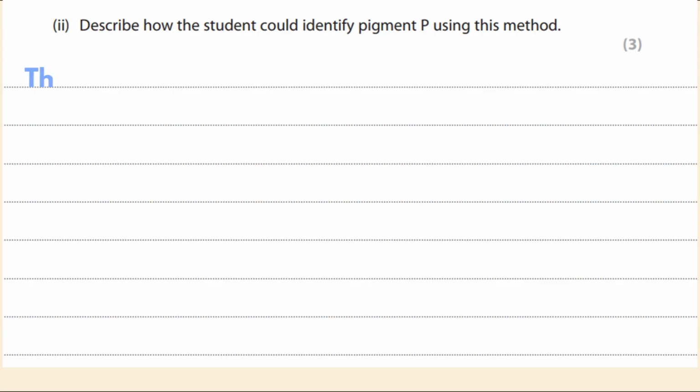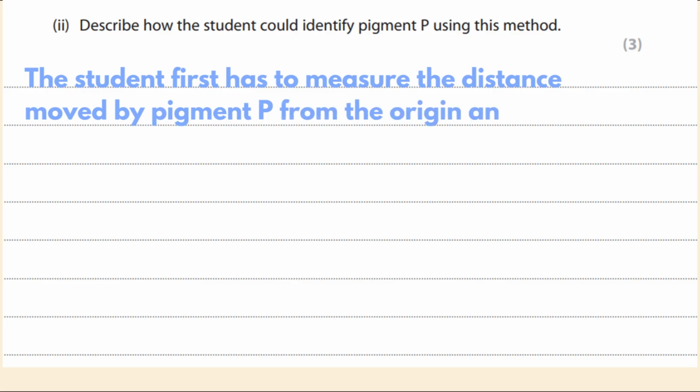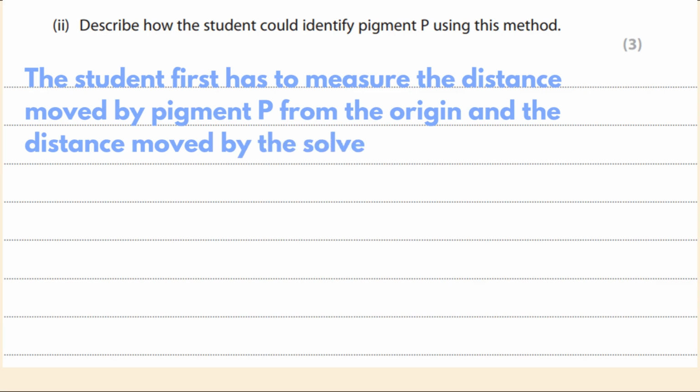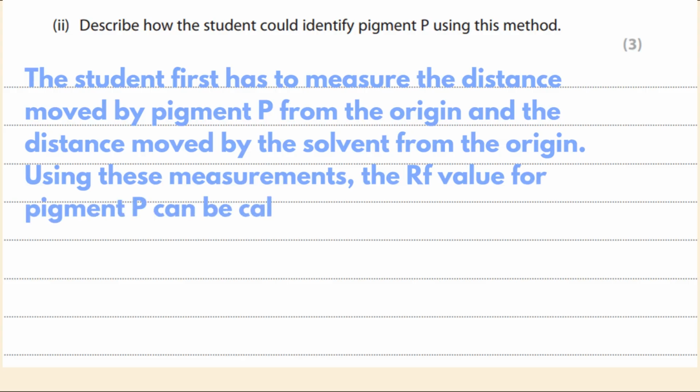So the student first has to measure the distance moved by pigment P from the origin and the distance moved by the solvent from the origin, because the only way to identify pigment P is by using the RF value. So using these measurements, you find the RF value for pigment P using the equation RF equals distance moved by pigment over distance moved by solvent.